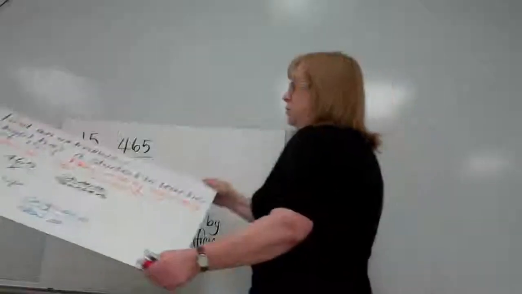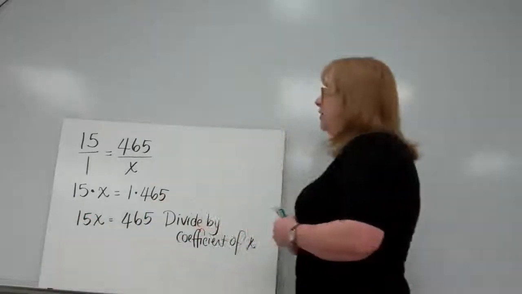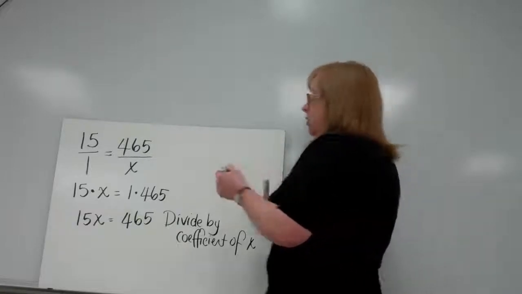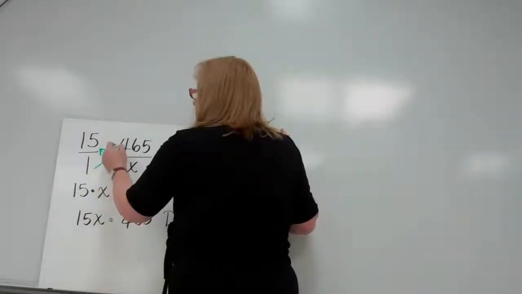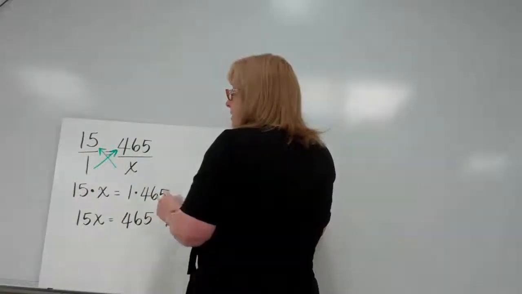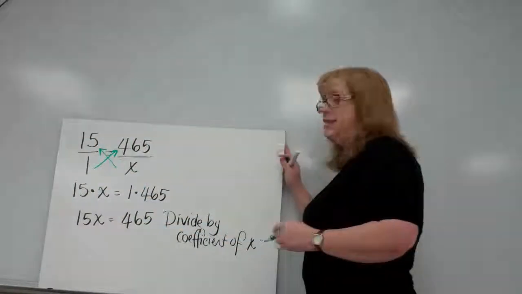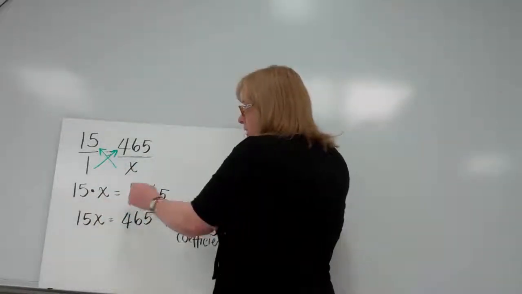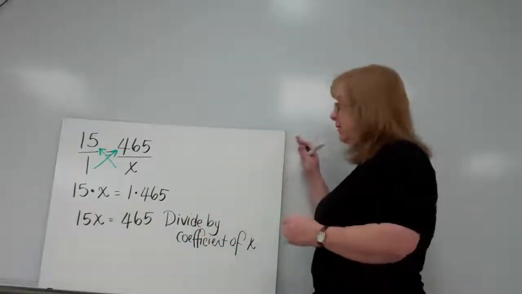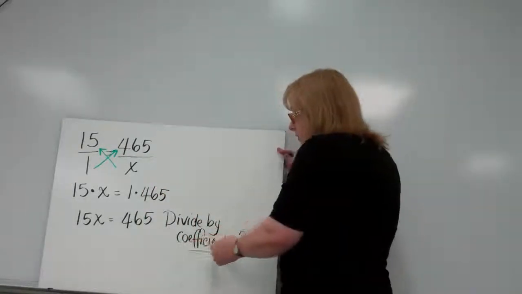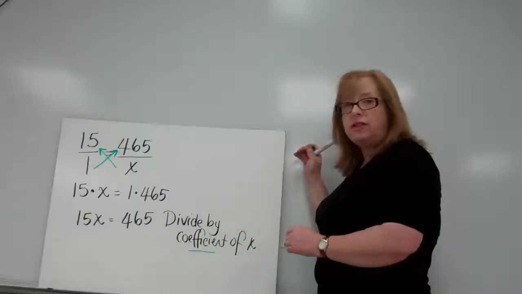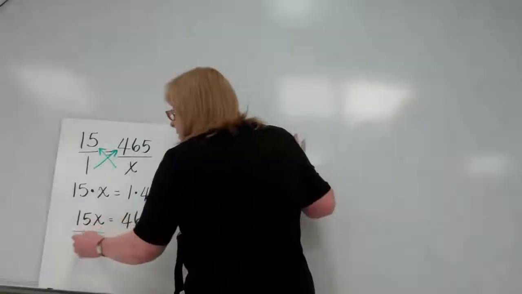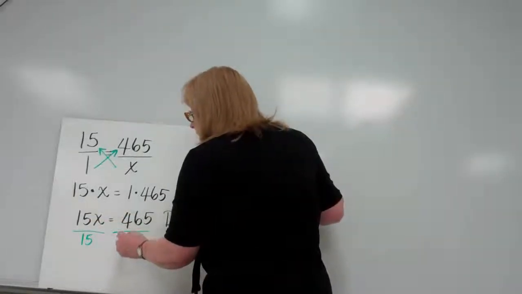Alright, so let's go ahead and solve this problem. So 15 to 1 is the same as 465 to x. So we will use our cross products, and we will have 15 times x is the same as 1 times 465. So 15 times x is the same as 15x. 1 times 465 is 465. And now I'm going to divide by the coefficient of x. The coefficient is merely the number in front of the x that it's multiplied with. So I will divide by that.